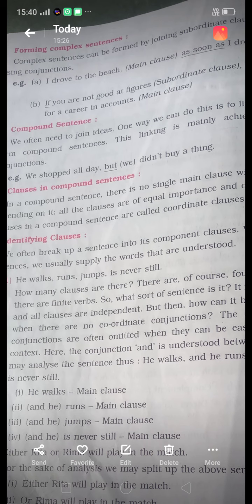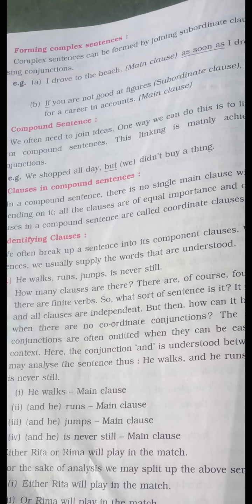Then next is: either Rita or Rima will play in the match. It is also a compound sentence; "or" is the conjunction there. We can also write this as: Either Rita will play in the match, or Rima will play in the match. These clauses are independent clauses, only joined with the coordinate conjunction.